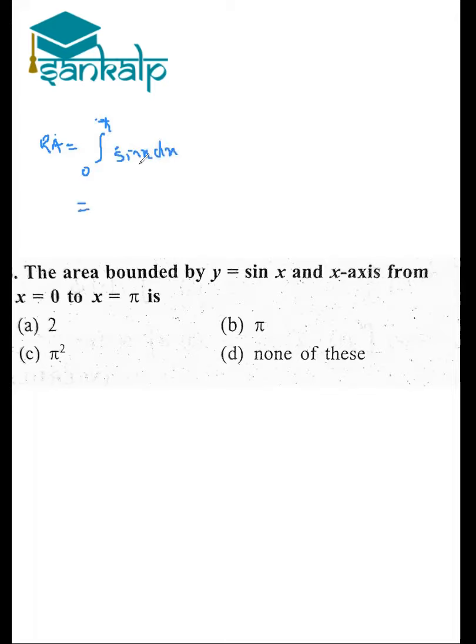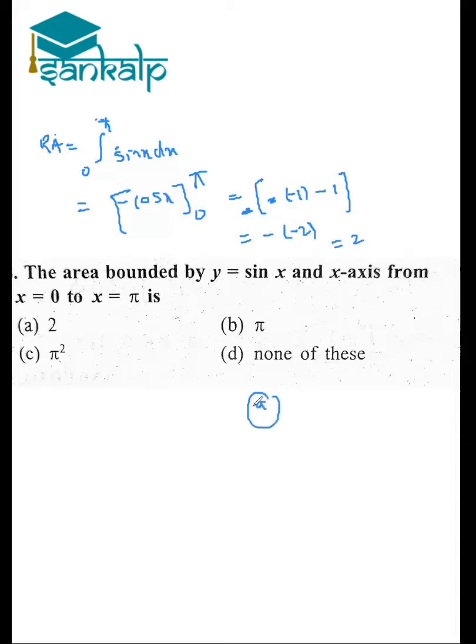On simplifying this, the integration of sine x is minus cos x, from 0 to pi. The value of cos x when x is pi is minus 1. So it will be minus of minus 1 minus cos 0. Cos 0 is 1, so we get minus 1 again. Outside there is a minus sign. On simplifying, minus 1 minus 1 will be minus 2, so minus of minus 2 gives 2. So option A will be the right option.